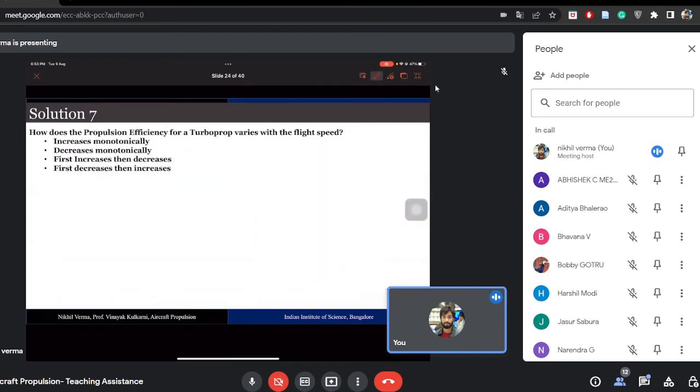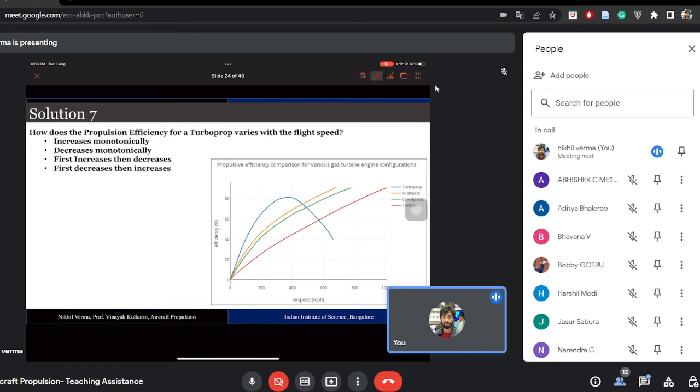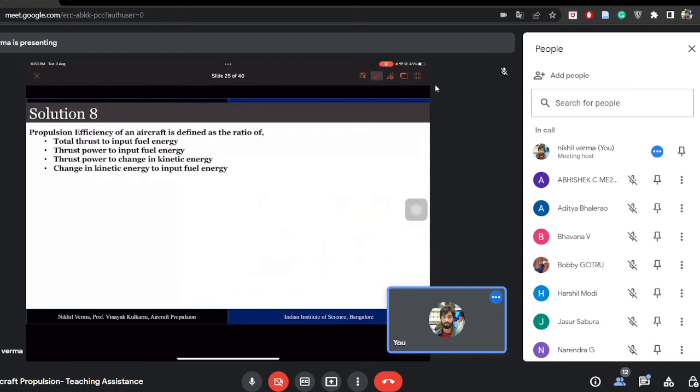Coming on to question number seven, how does the propulsion efficiency for a turboprop vary with the flight speed? So yeah, as discussed in the last lecture, for a turboprop engine, it increases to a certain point and then decreases. So the correct answer is C, which is first increases and then decreases.